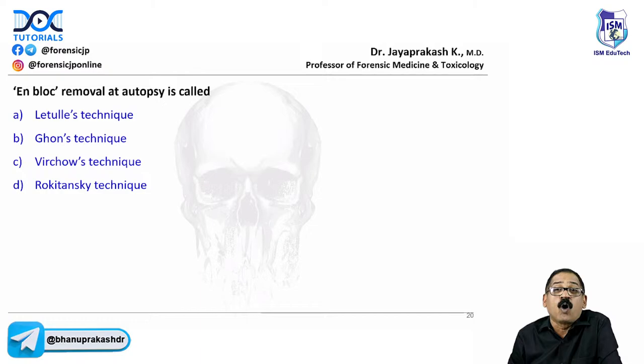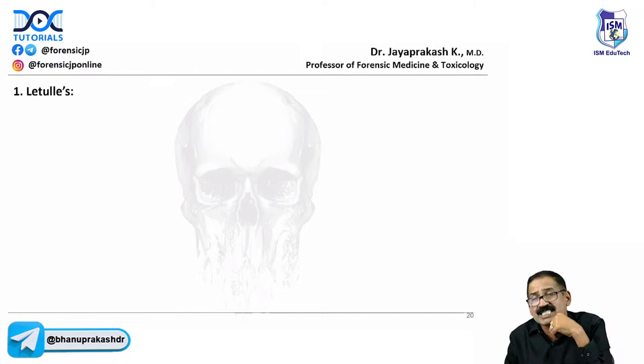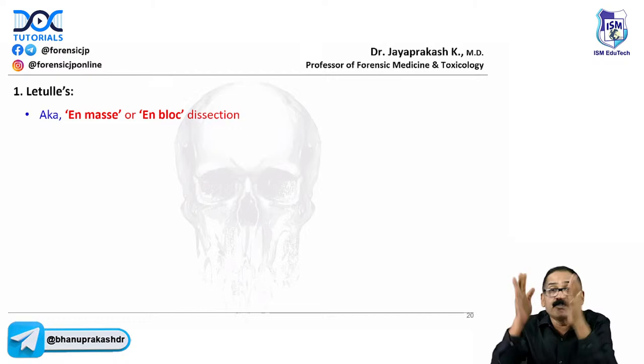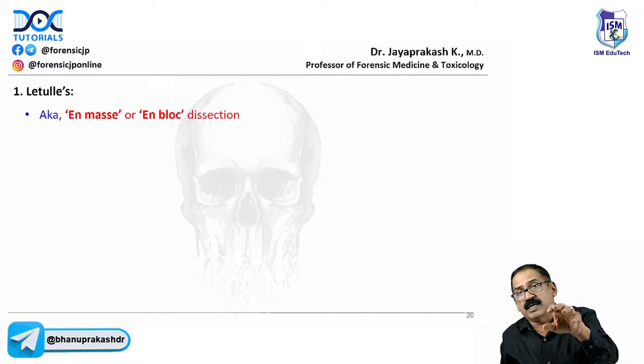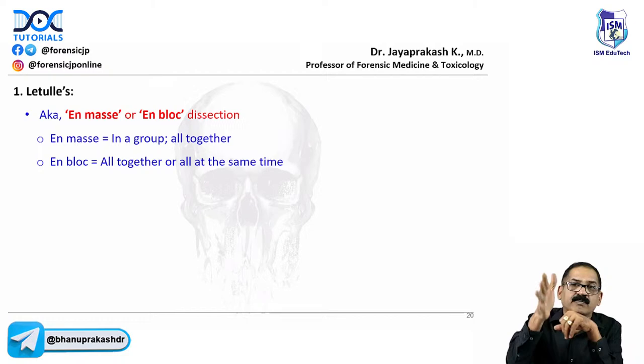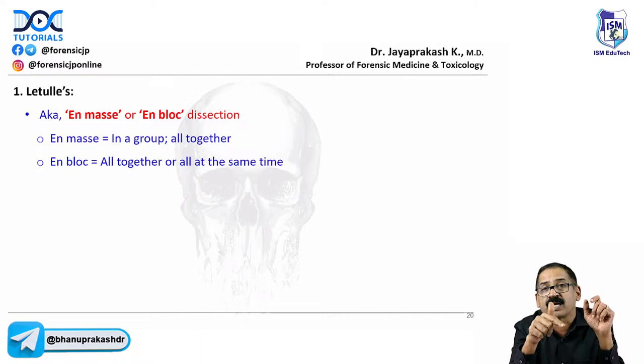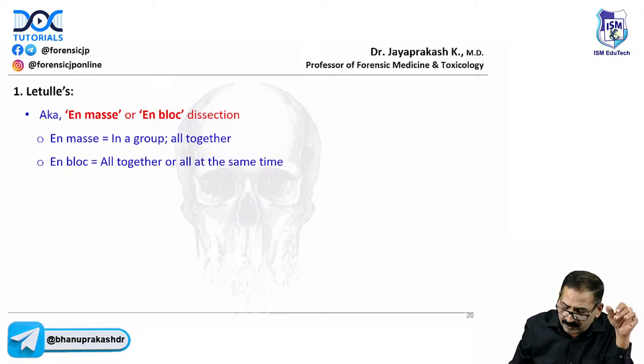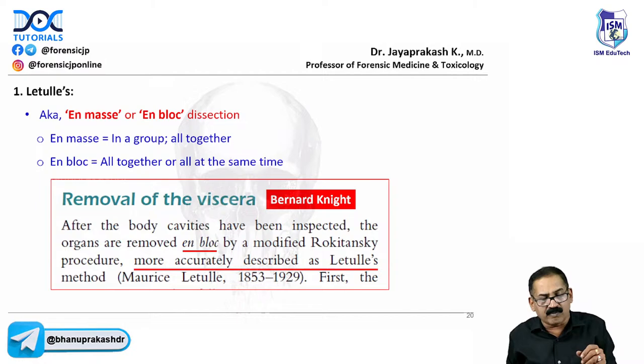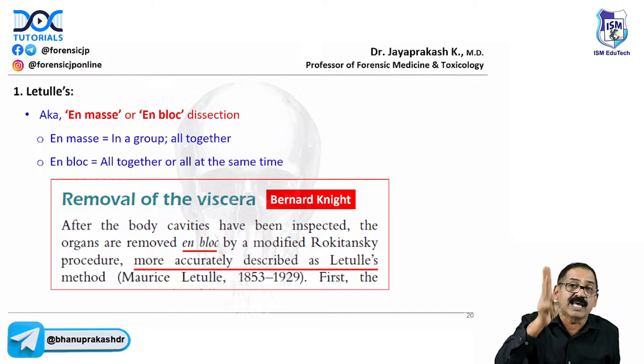Let me tell what are the different techniques of autopsy. Number one, Letulle's technique, also known as en masse or en bloc. Now, many people are teaching that Gons is en bloc. First open your Google and see what is the meaning of en masse and en bloc. En bloc means all together. Even some books mention the spelling as N-B-L-O-C-K. Wrong. It is E-N B-L-O-C. En bloc means all together or all at the same time. Bernard Knight again says clearly that en bloc, by modified Rokitansky technique, is more accurately described as Letulle's method. En bloc is Letulle's, not Gons, told by even Bernard Knight because he knows English very well.